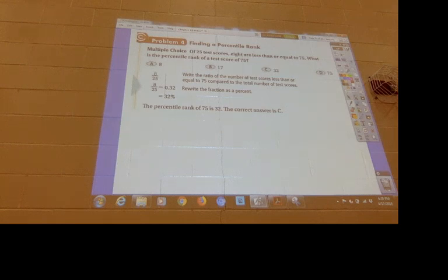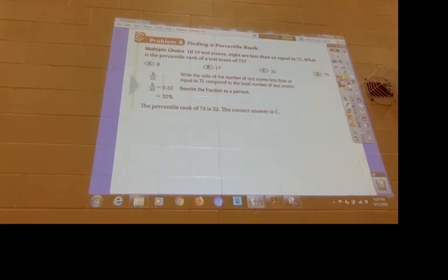Problem four, 25 test scores. 8 are less than or equal to 75. What is the percentile rank of test scores for 75? So to find this, is she sleeping?